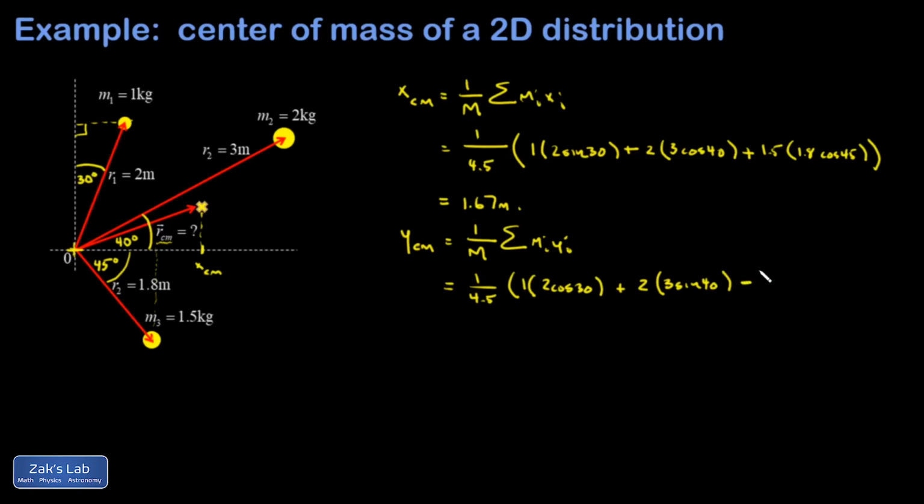Finally, my last mass has a negative y coordinate, and I'm just going to put that out in front, and then I'm going to deal with the magnitude of the y coordinate. In other words, the length of this side. So that's going to give me a mass of 1.5, and then the length of that side is 1.8 sine of 45. When I smash all those numbers in my calculator, I get 0.818 meters, and that is the y coordinate of that center of mass.